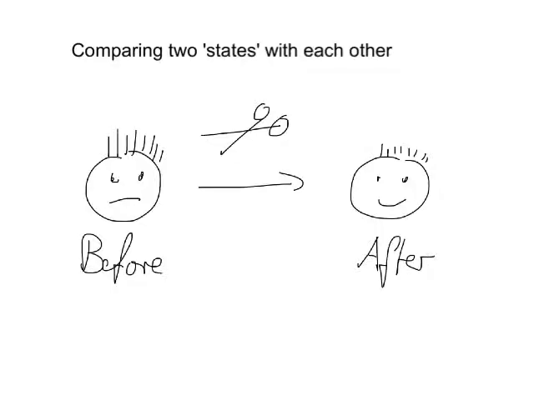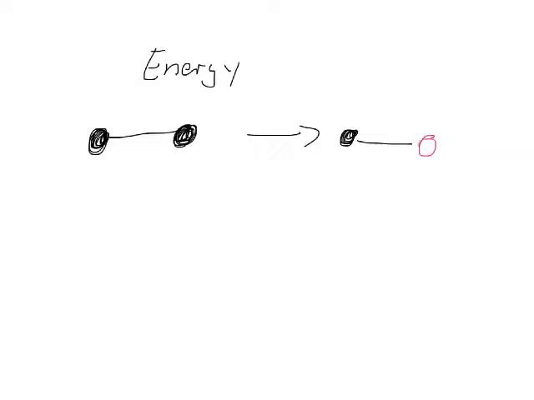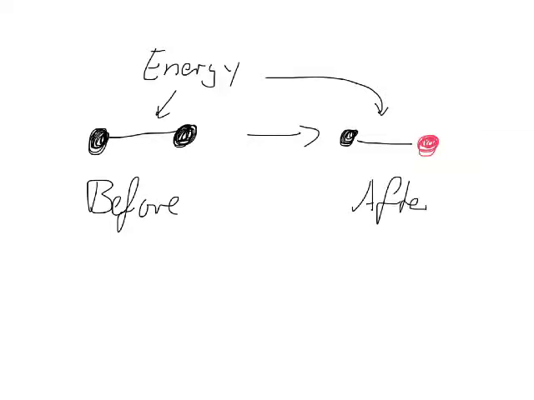We can also transfer this concept to, say, a chemical reaction. So, for example, we have a chemical bond like this, and we look at the energy in the bond. And then a reaction happens, this bond is broken, and we create another bond. And we compare the energy states in these different bonds. And again, here we have before, and here we have after the reaction takes place.